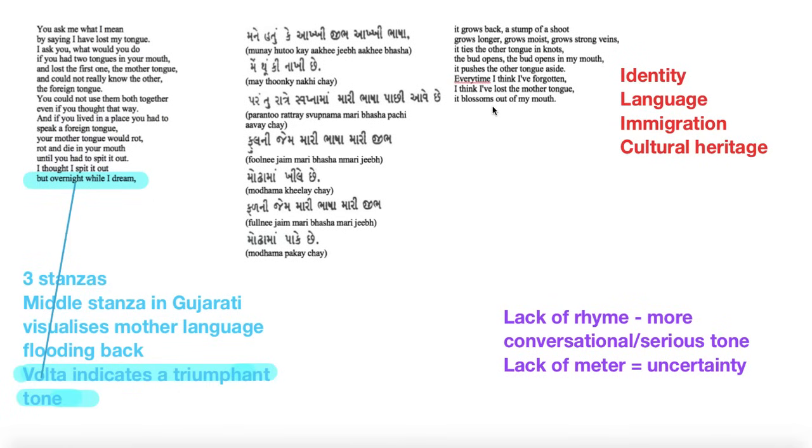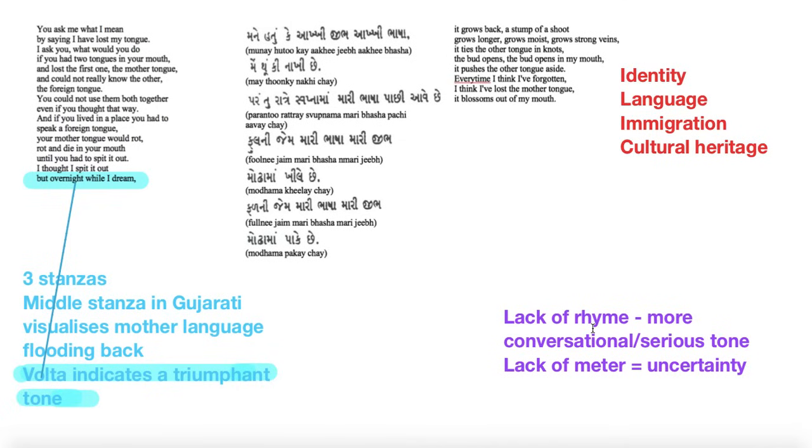And that helps create that triumphant tone, because we have that quite defeated tone at the beginning, and it's a nice contrast in the end to see her first language come back. There isn't any rhyme. For me, I think it's more conversational or a serious tone. And there's a lack of meter as well, so that just creates uncertainty.